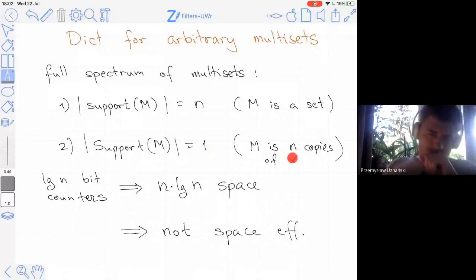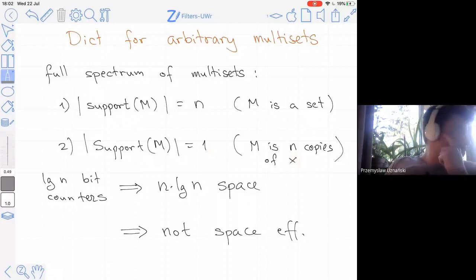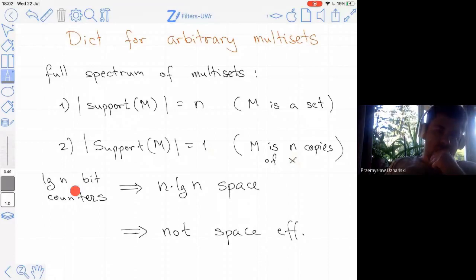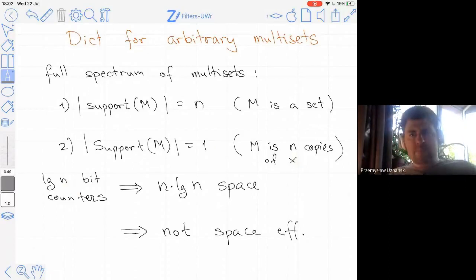Now, if you have to accommodate this case where multiplicities might be very high, then you say, okay, let's use counters, and counters will have log n bits. But if they have log n bits, then you have n times log n space, which means you're not space efficient. So you have to do something in the middle. Okay, so let me explain what we do.